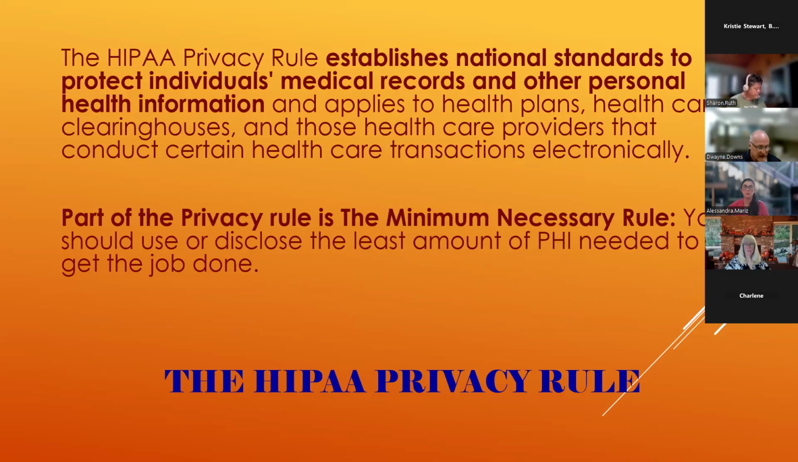The Privacy Rule was signed into law in 2003. This rule specifically outlines how protected health information can be used and disclosed. The Privacy Rule is essential for protecting the privacy and security of sensitive health information. It helps to ensure that individuals can trust that their health information will be protected and used only for appropriate purposes. Part of the Privacy Rule is the minimum necessary rule: you should use or disclose the least amount of protected health information needed to get the job done.